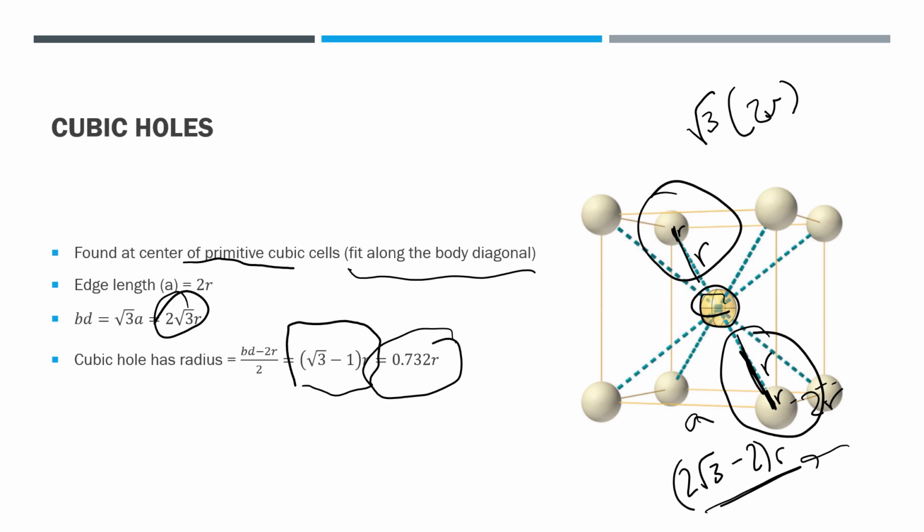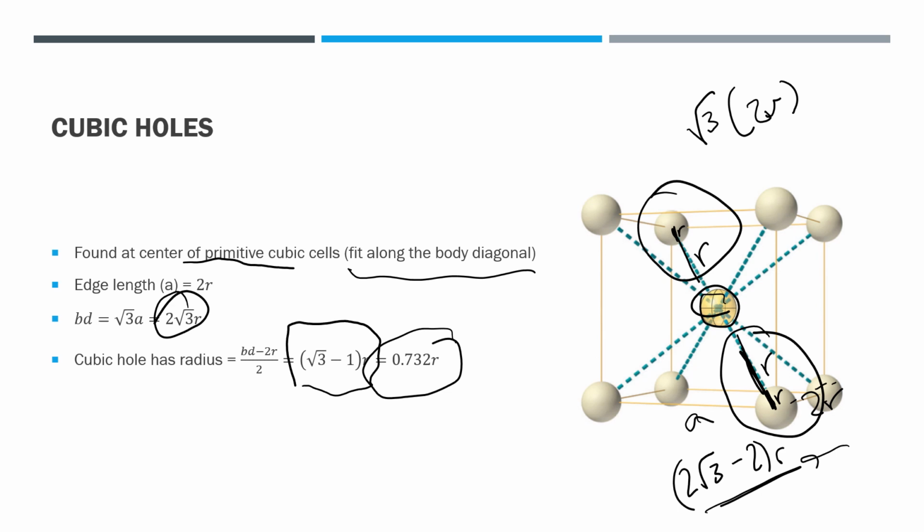So essentially, the bigger atom that fills the unit cell is going to have radius r, and if we have a cation, for example, that has a radius of approximately 0.732r, it's going to fill these cubic holes in a primitive cubic lattice. And we'll see examples of this later on.